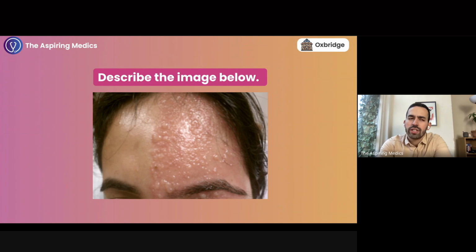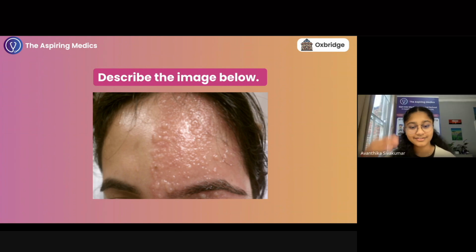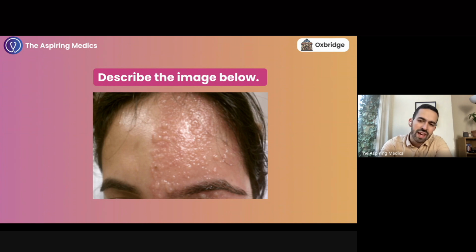Is there anything that strikes you about this image, would you say? Other than the fact that it's exactly half of the face, it's an asymmetrical rash. Yes, it's exactly half of the face. And you can also, as you say, see this redness as well. And where did you say we're looking?